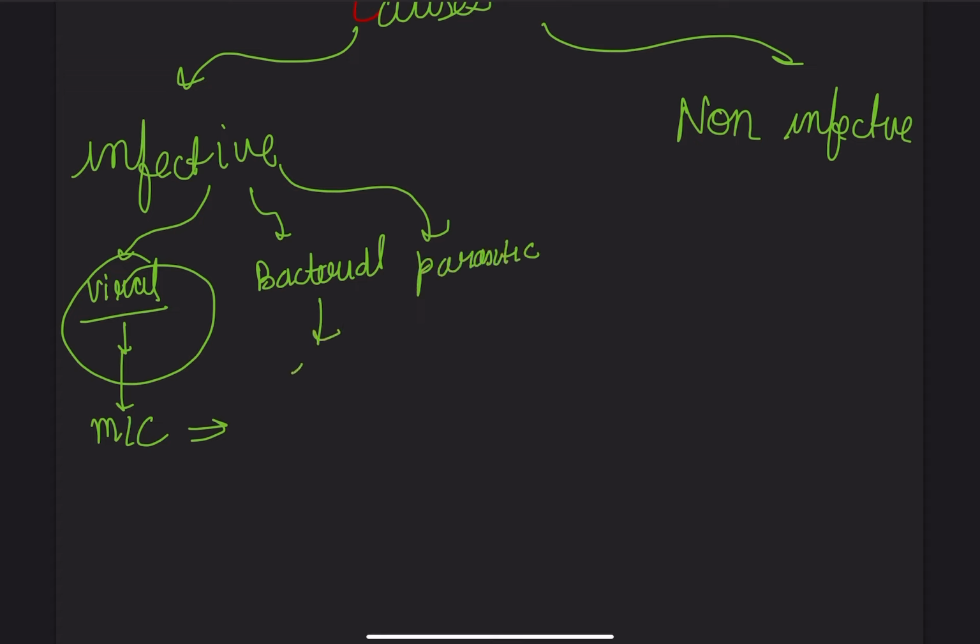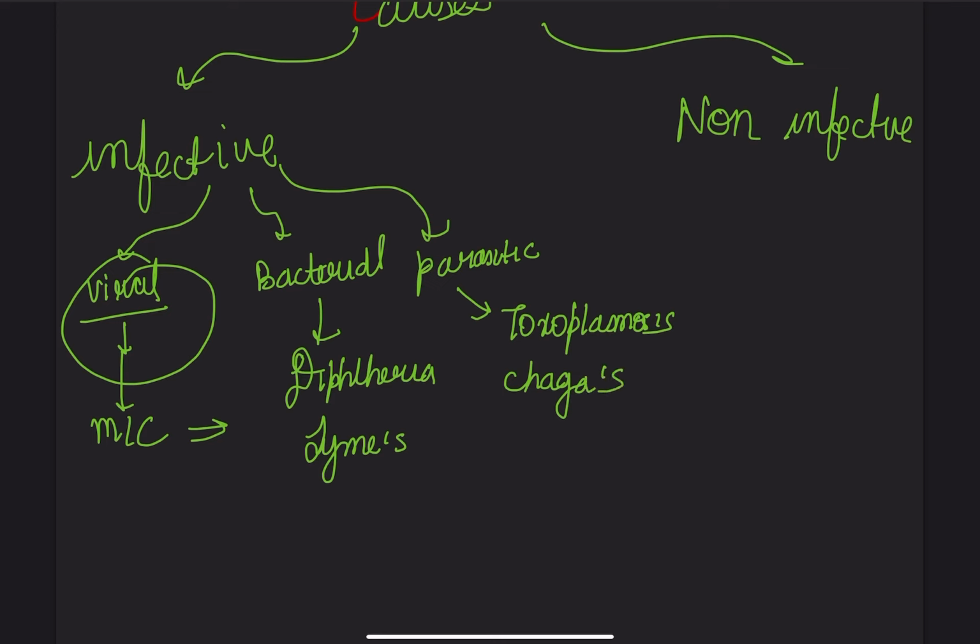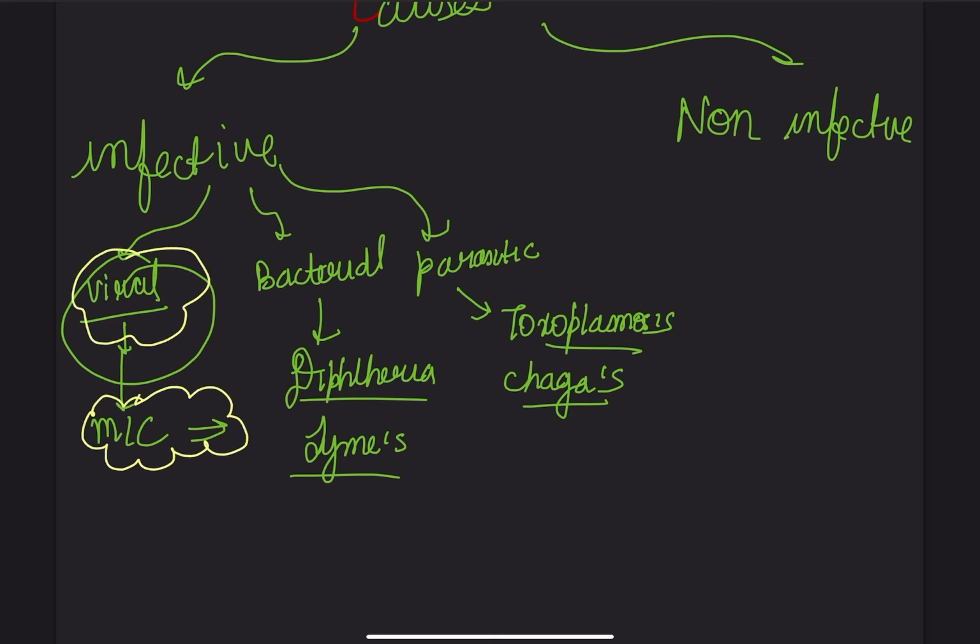Under bacterial, we have diphtheria and Lyme disease. Under parasitic, we have toxoplasmosis and Chagas disease. So these are a few infective causes. What is the takeaway point? The most common infective cause is a viral cause. Okay, so do not forget this. The most common infective cause is a viral cause.